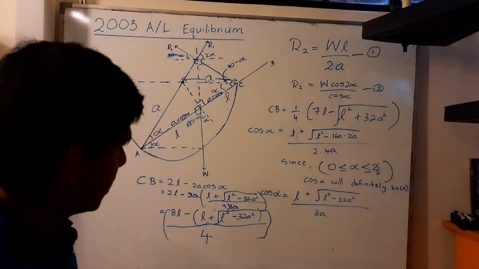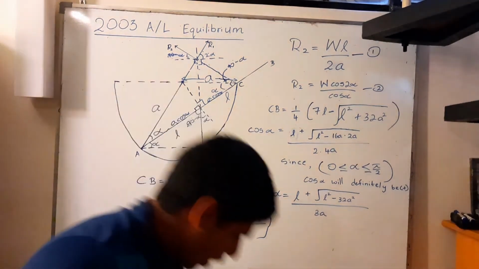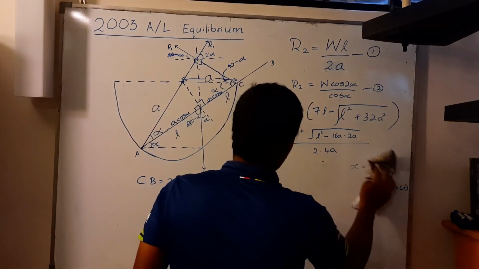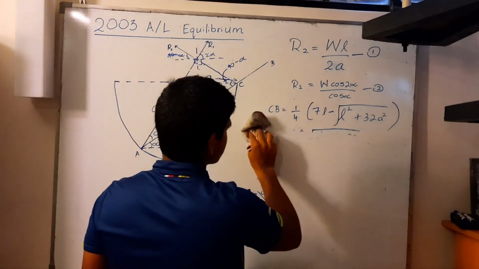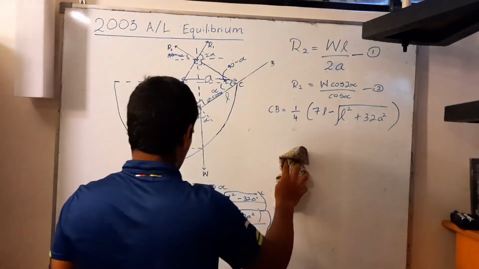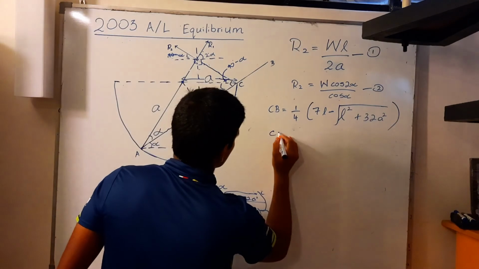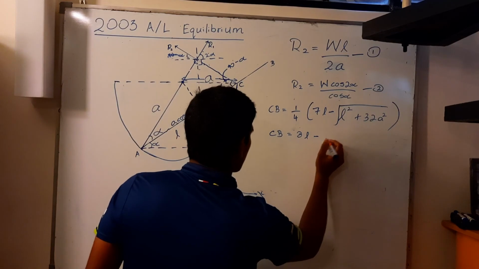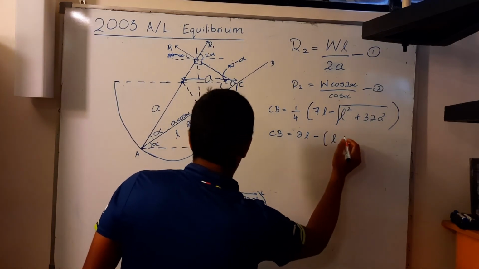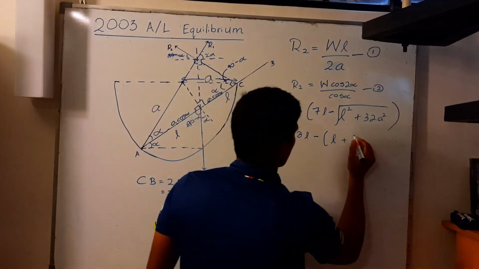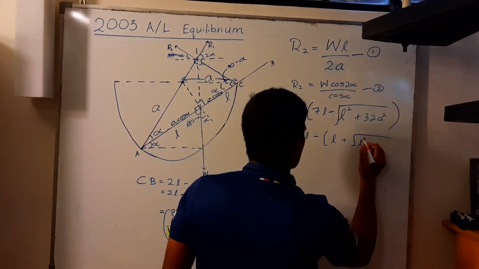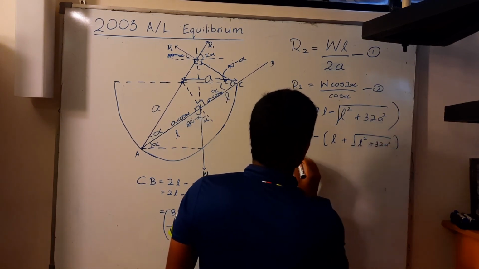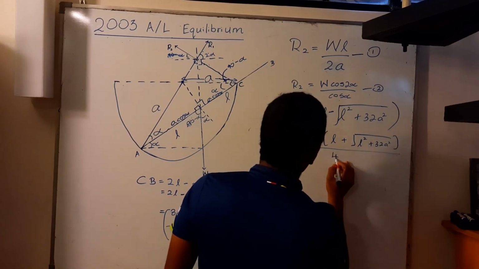As you can see, I need some space, so I'm going to take this equation up there and erase all this. This will equal 8L minus L plus root of L squared minus 32A squared over 4.